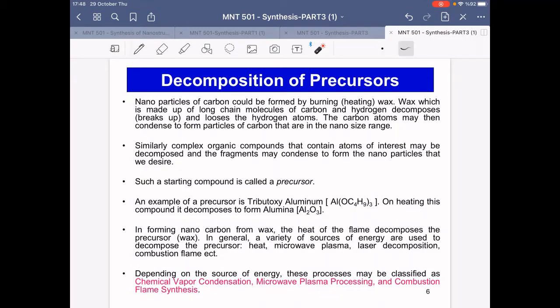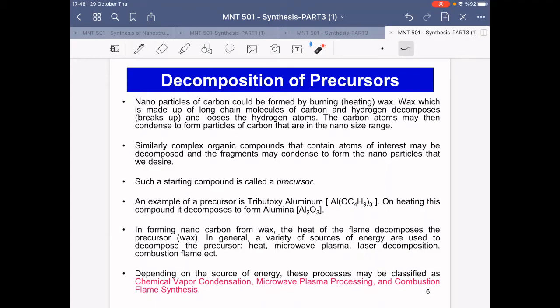Such a starting compound is called a precursor. Precursor, you have to know this word very well. It's very important to choose the right precursor for the nanomaterial that you desire. An example of a precursor is, for example, this compound here. On heating this, it decomposes to form alumina, for example. Okay, so this is my precursor, the 3-butoxyaluminum in this case.